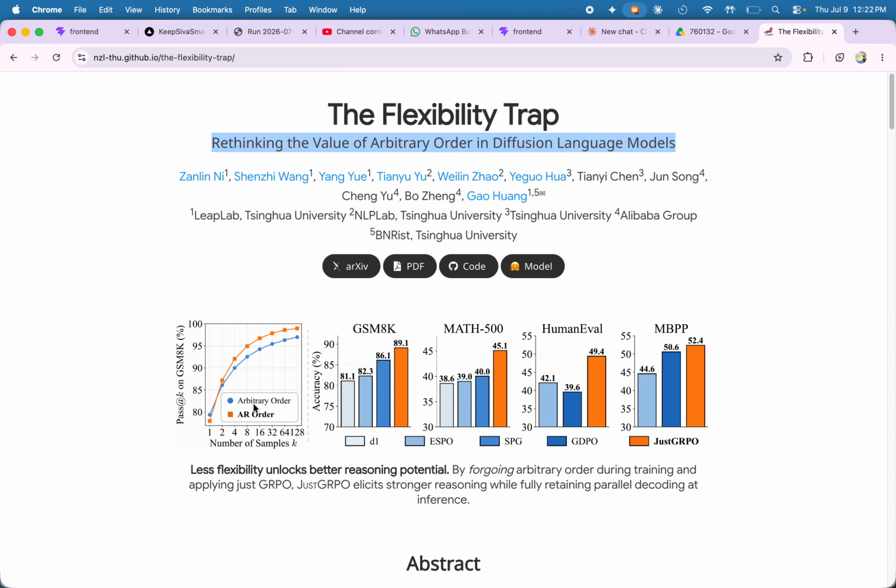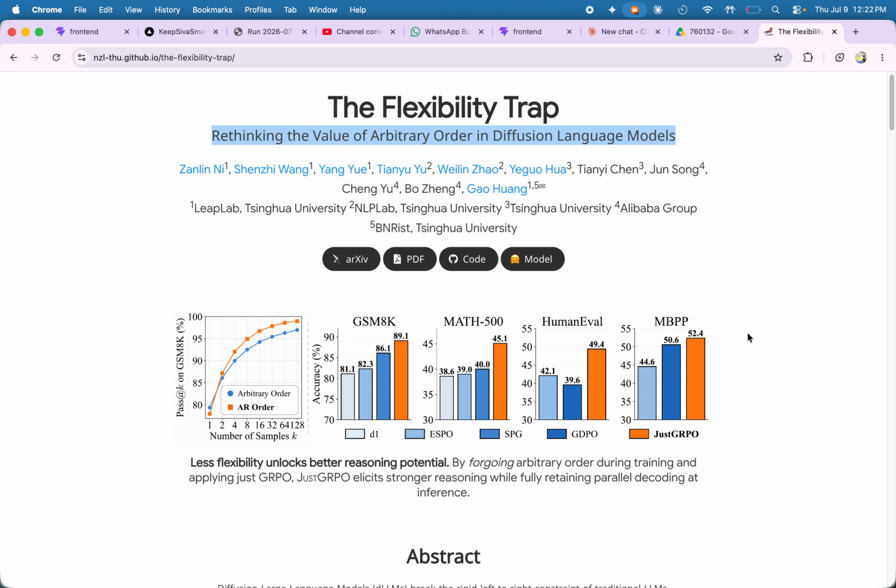So in the same way, if we do it in the AR, which is our actual left to right order, we can see the accuracy is better. When the number of samples is high, the number of samples here is nothing but G. When the number of groups is higher, during just GRPO, the performance is increasing. We can see against all the datasets, the performance is better with AR with our just GRPO technique, where we are forcing left to right.